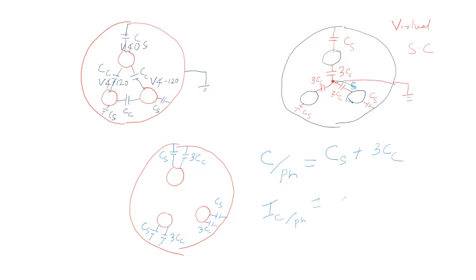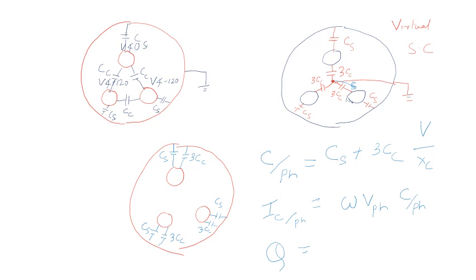How can you calculate the IC per phase, or charging current? In the last class we developed that the charging current is V per phase upon XC. We have already checked it out. XC was 1 upon omega C per phase, so the charging current is omega V per phase C per phase.